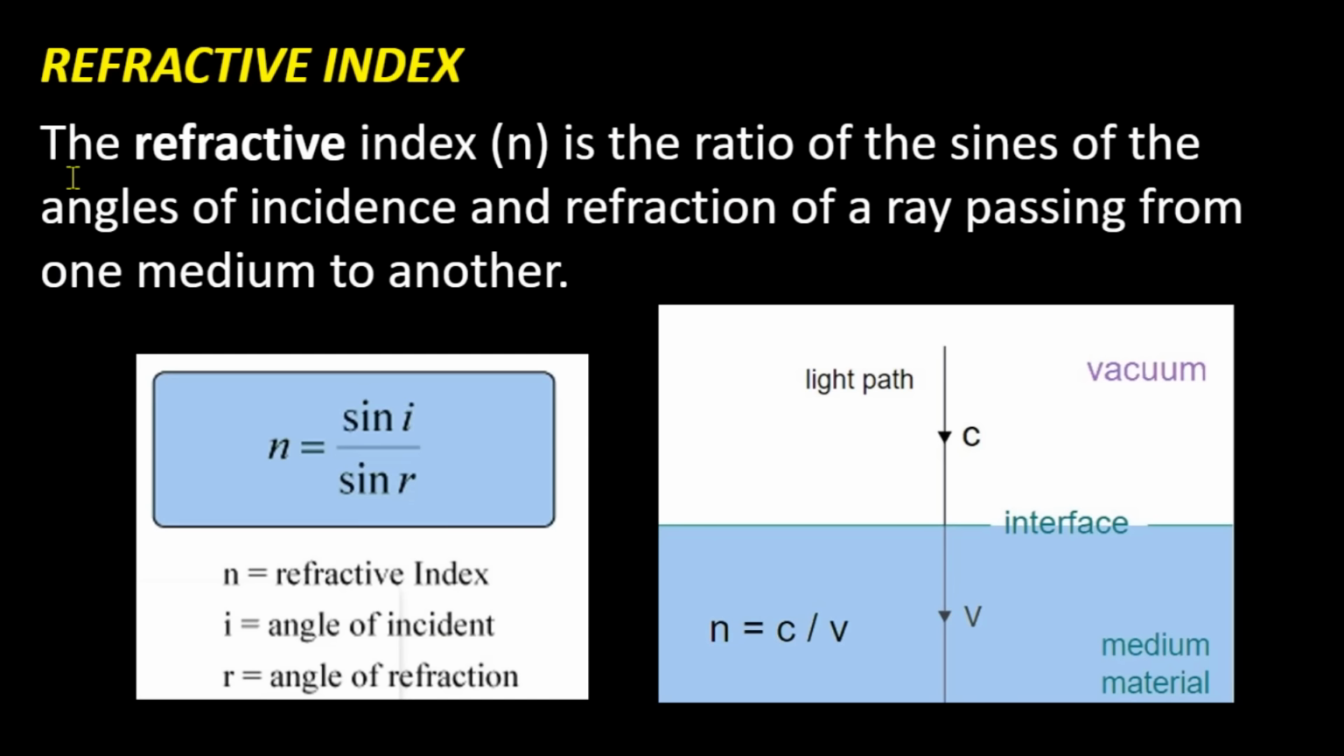The refractive index of a material is the ratio of the sines of the angles of incidence and refraction of a ray passing from one medium to another.